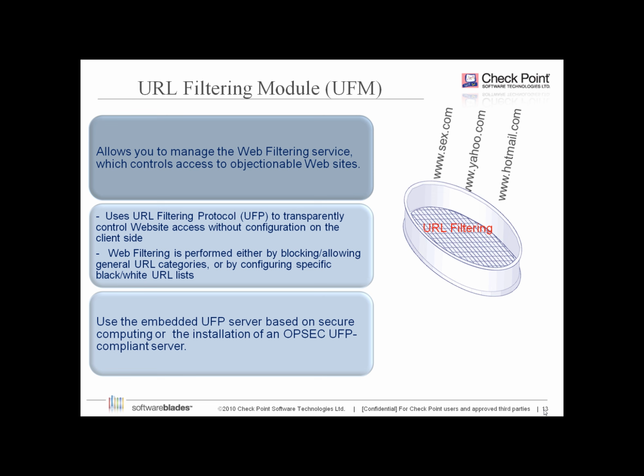The UFM module allows you to manage the web filtering service, which controls access to objectionable websites on a category basis. It uses the URL filtering protocol, UFP, to transparently control website access without configuration on the client side. Web filtering is performed either by blocking or allowing general URL categories, or by configuring specific black and white URL lists, what we call UFP rules. It uses the embedded UFP server based on Secure Computing or installation of an OPSEC UFP compliant server.